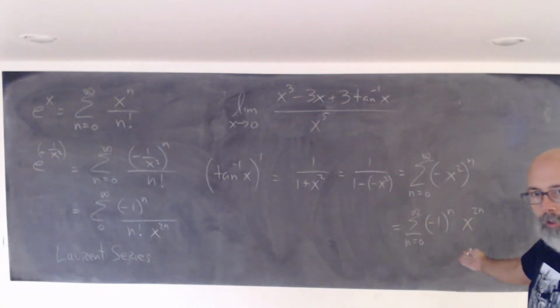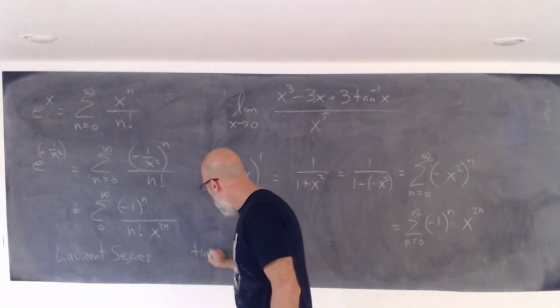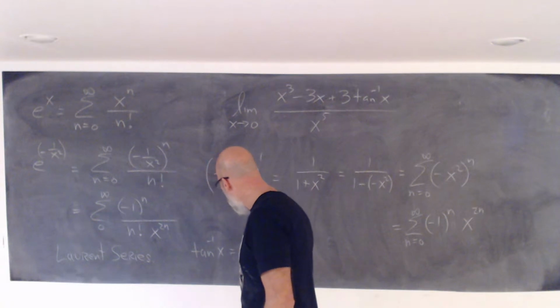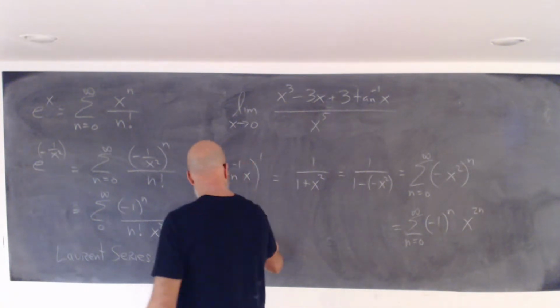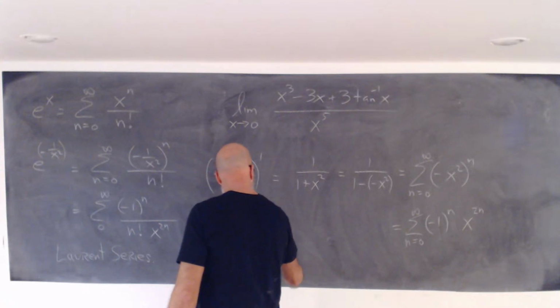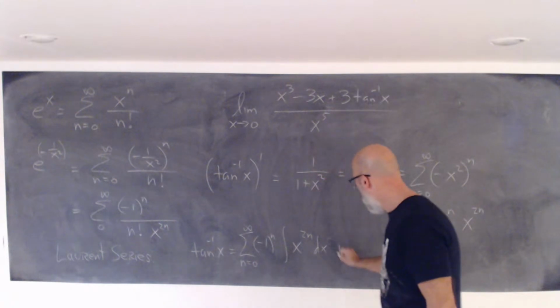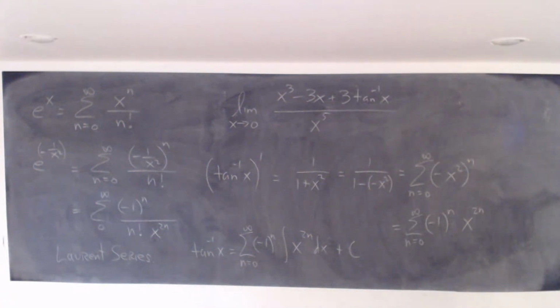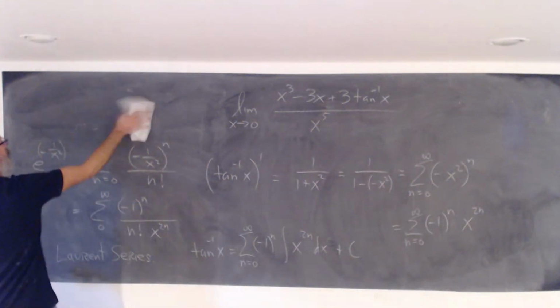So now integrate. Integrate term by term. Arctan is going to be the antiderivative plus maybe some arbitrary constant. But the antiderivative of this, you know exactly what that is.